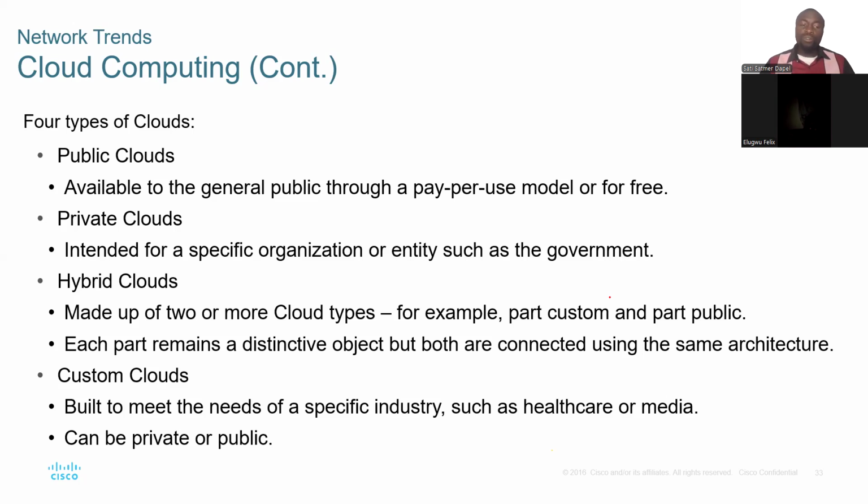Then you have private clouds, which are intended for specific organizations or entities such as government. There are certain resources that government uses in the cloud that you cannot find on the internet. Or even banking institutions. You cannot find their data on the internet because they're using a private cloud. Then you have the hybrid, which is partly private, partly public, so made up of two or more cloud types. For example, part will be private and part will be public.